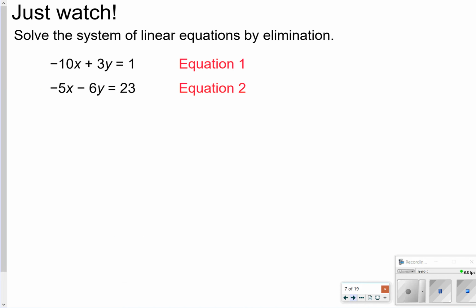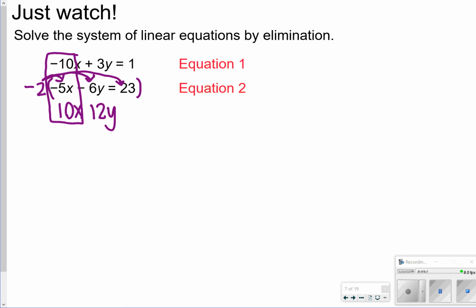Okay. Another example you may see, though, is something like this, where the x's don't have an opposite variable and neither do the y's, so you can determine what you want to multiply by to decide. I think I'm going to eliminate my x's, so I'm going to multiply everything by negative 2. The reason why I'm going to multiply everything here by negative 2 is because negative 2 times negative 5 is going to give me a positive 10x, and that is going to be easily canceled out with that first regular negative 10x. Then I'm going to do negative 2 times negative 6y, I get 12y. And then negative 2 times positive 23, that's a negative 46.